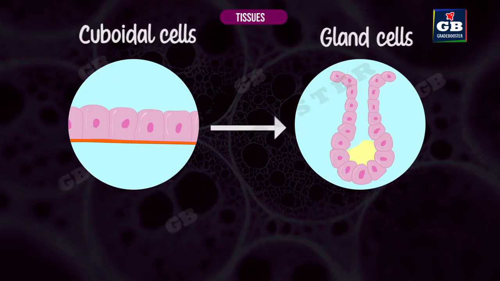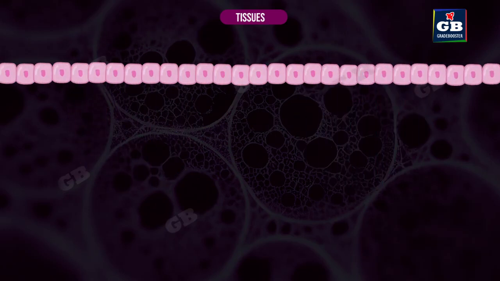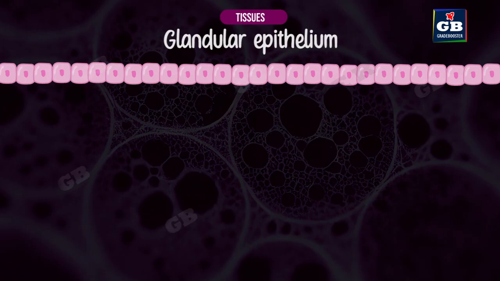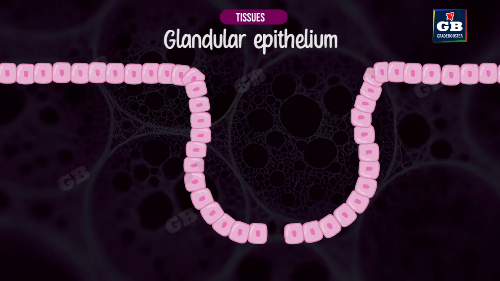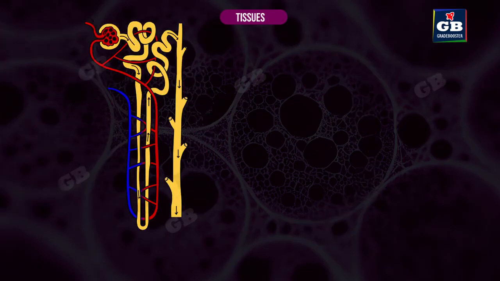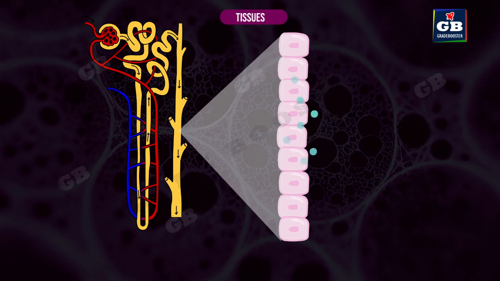Sometimes cuboidal epithelial cells specialize into gland cells and secrete different substances. Sometimes cuboidal epithelial tissue folds inwards and forms a multicellular gland. This kind of cuboidal epithelium is also called glandular epithelium. Cuboidal epithelium present in the kidney tubules and in the lining of intestine helps in the absorption of materials.